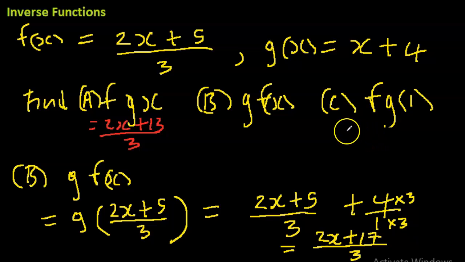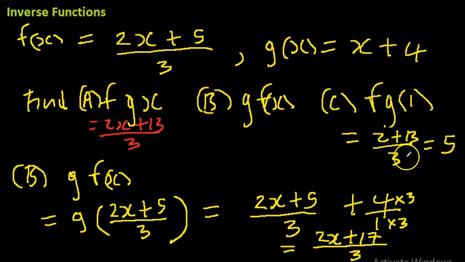Now in part C, fg of 1, which one of these would you use to find fg of 1? You are correct, fg of x. So g of 1 means you replace the x with 1. So it's 2 times 1, that's 2, plus 13 over 3. And 2 plus 13 is what? 15. And 15 divided by 3 is 5. This is just one way to get it.